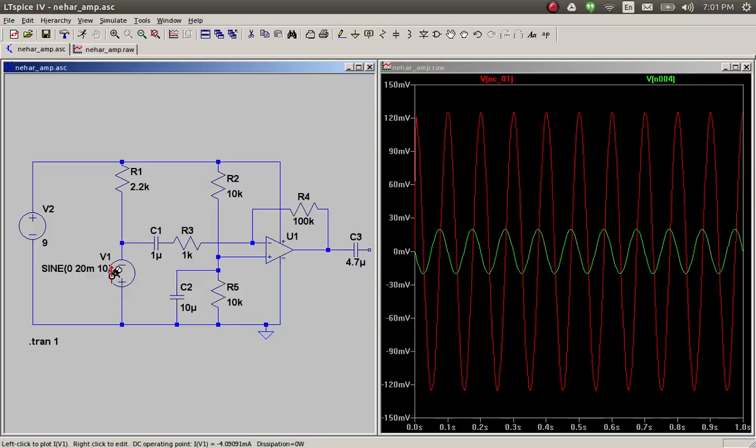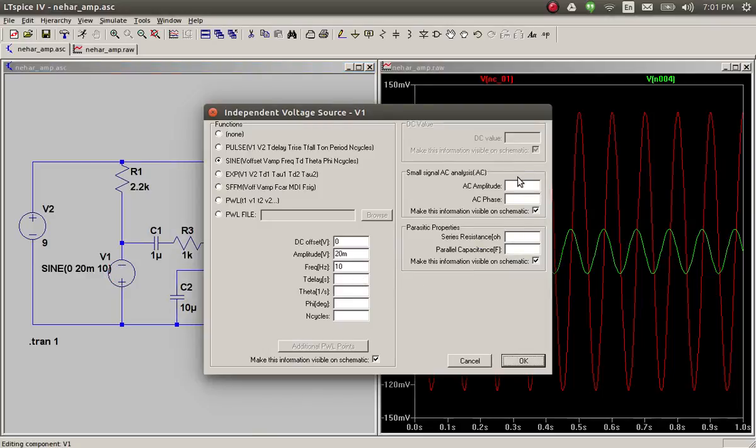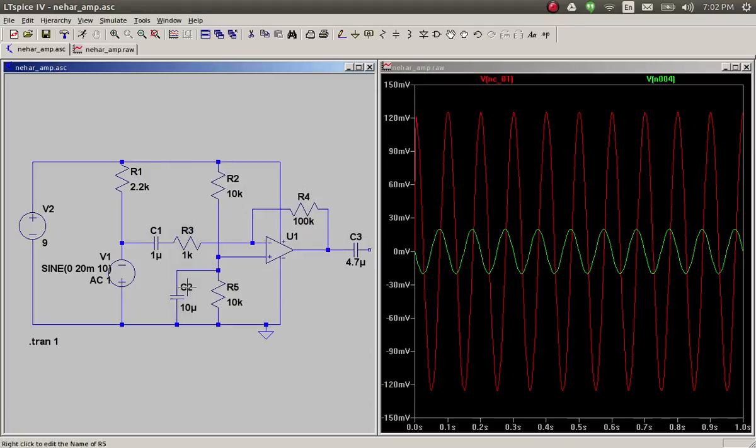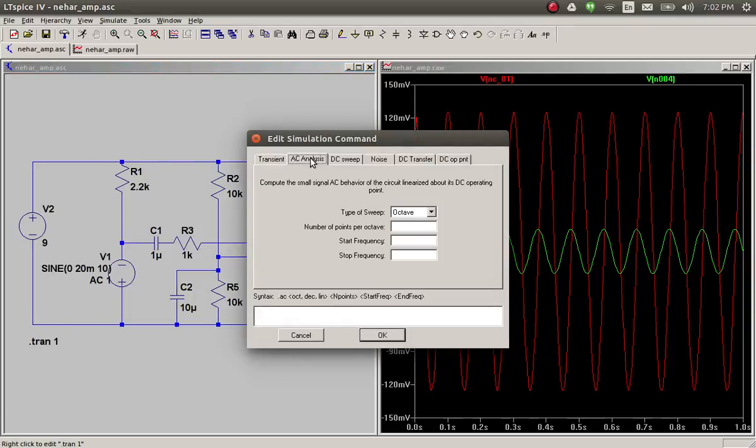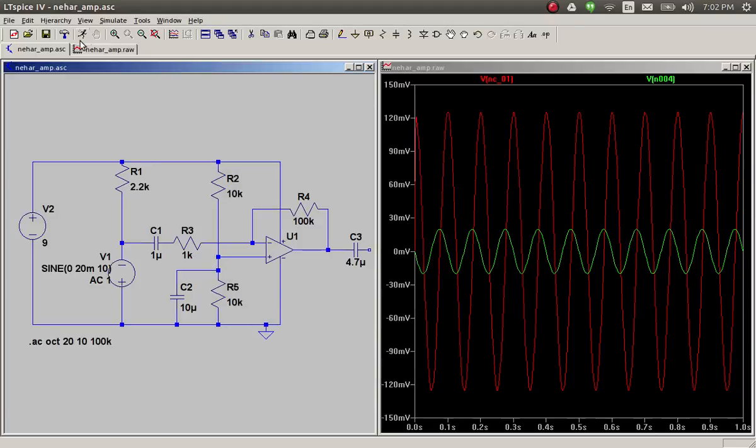Now you can check this quite nicely by using the AC simulation. The first thing you have to do is set a small signal AC analysis AC amplitude of 1, and then change the simulation. You don't run a transient, you run an AC. Number of points per octave, okay, 20. Start frequency, what we just did, 10 hertz. Stop frequency, let's say 100 kilohertz, 10 times more than where we simulated.